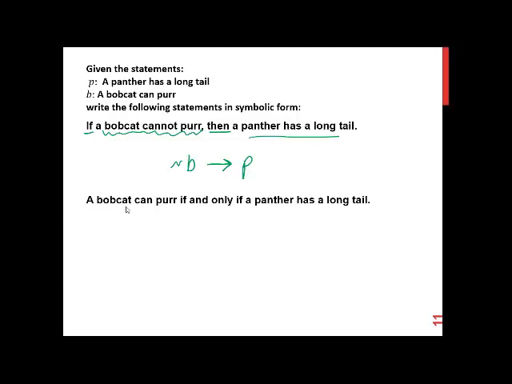Our next one, a bobcat can purr if and only if a panther has a long tail. So we've got a bobcat, if and only if, panther. A bobcat can purr if and only if a panther has a long tail.